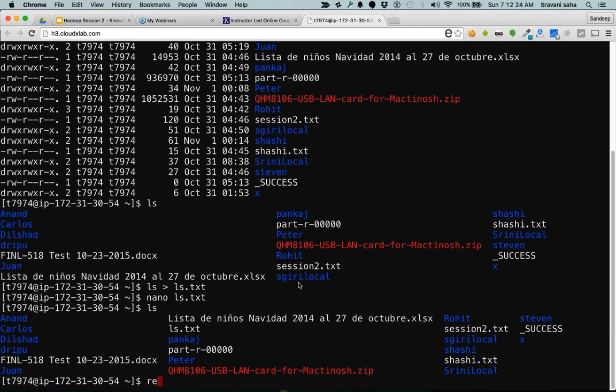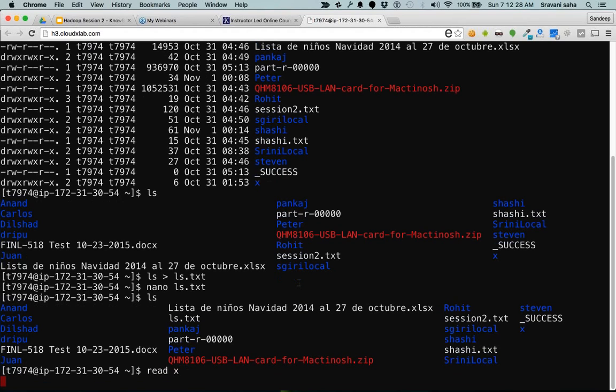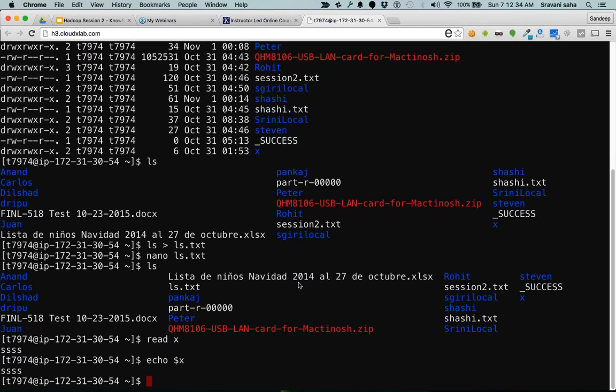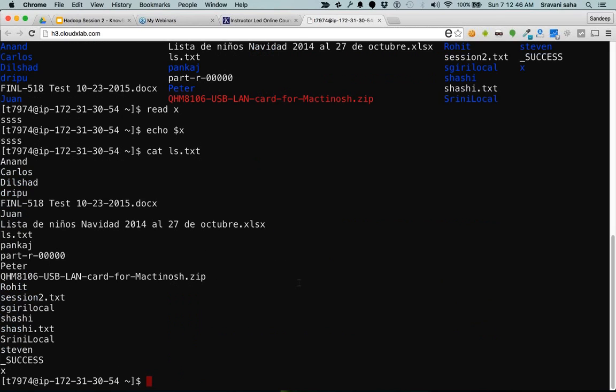For example, let's take the case of read. Read x. So read is reading a variable here. Now when I say echo $x, it's giving the output to us here itself. Similarly, if I use a cat command right now, I can see what is inside a file.